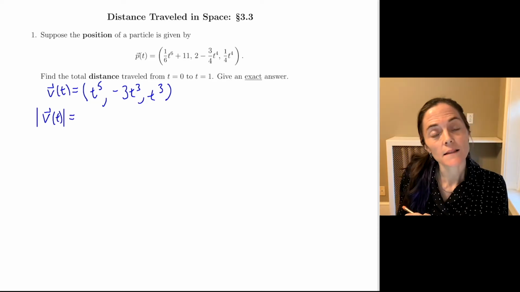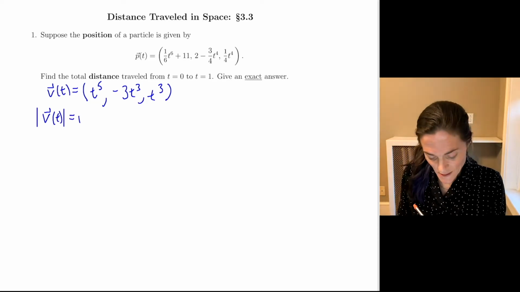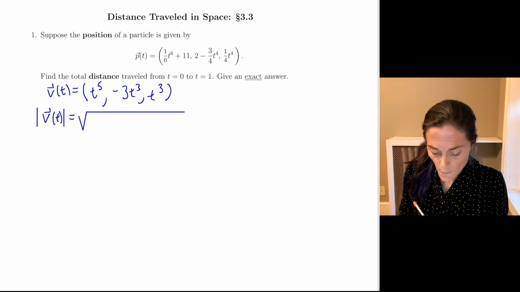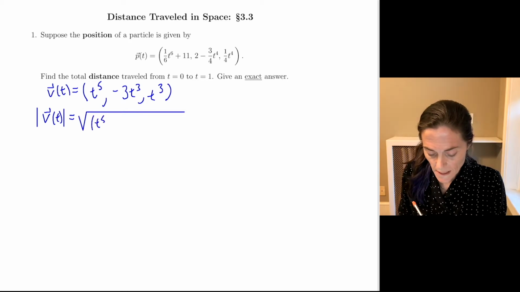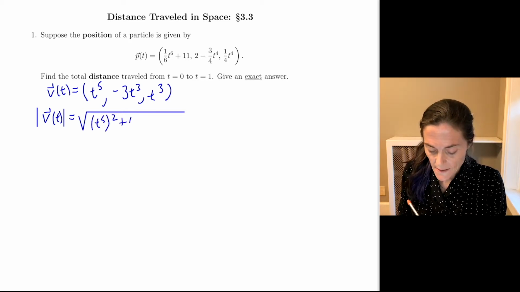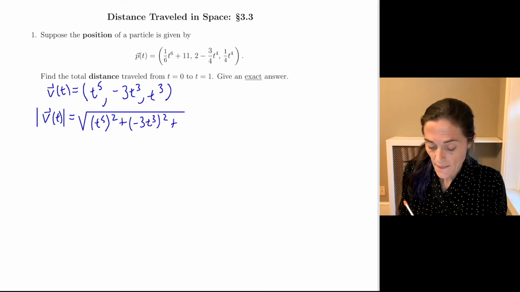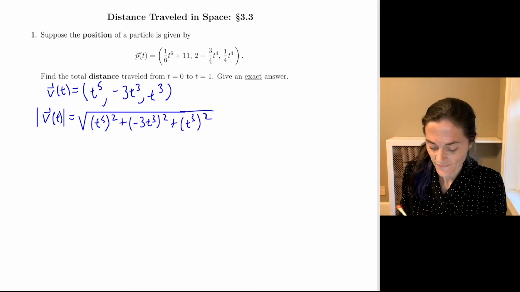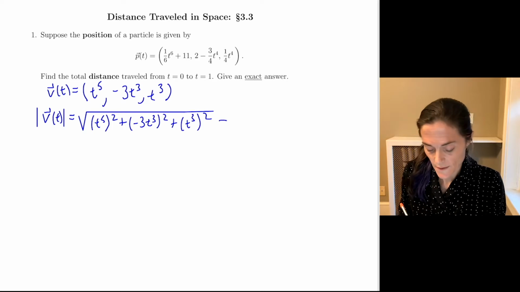How we calculate the length of a vector in R3 is we take the square root, and then we square each coordinate. So this would be t to the 5th squared. This would be minus 3t cubed squared. And then we have plus t cubed squared. Okay, what are each one of these?